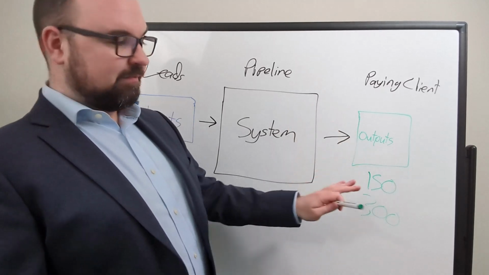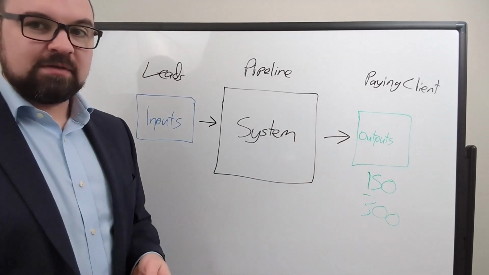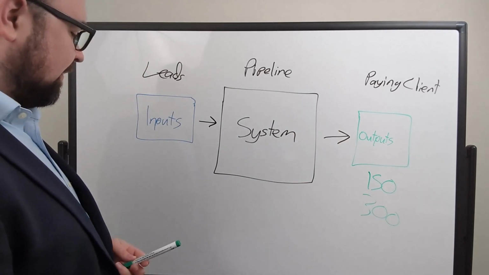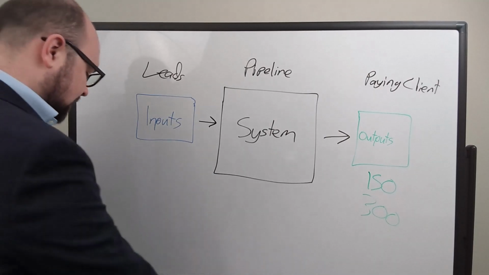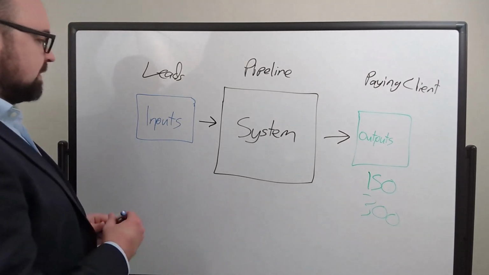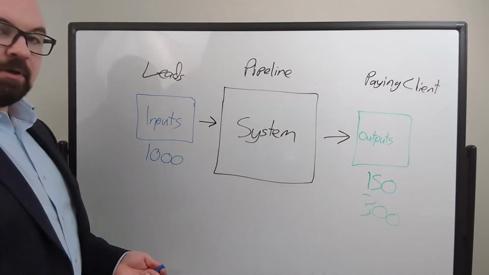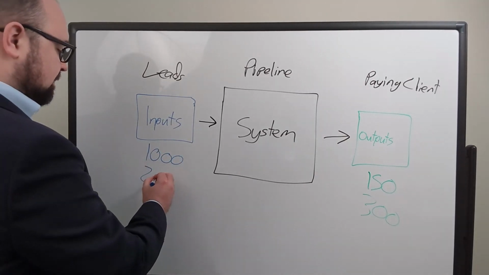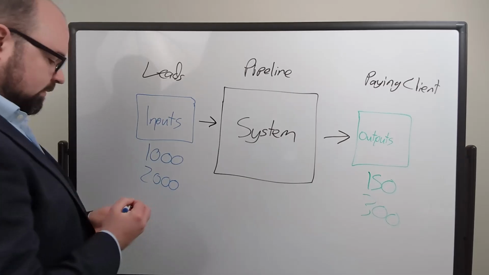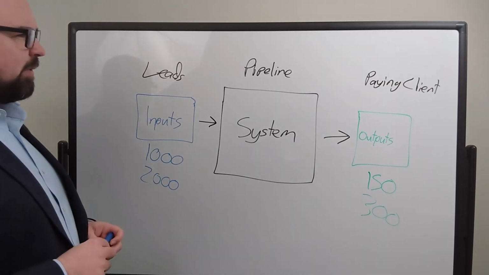Okay. Now, again, that's for that particular client we're talking about. Your numbers obviously would be very different depending on what you're doing as well. But as I said, the inputs in that case, they were getting 1,000 leads per month. They wanted to double that, so they went to 2,000 leads per month.